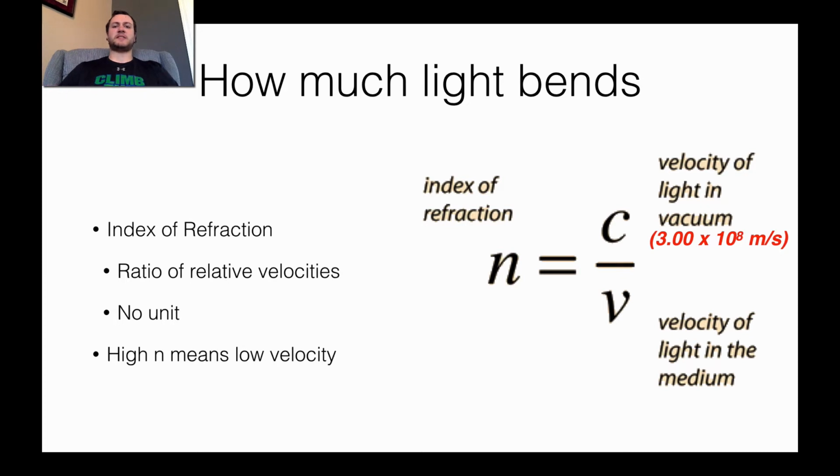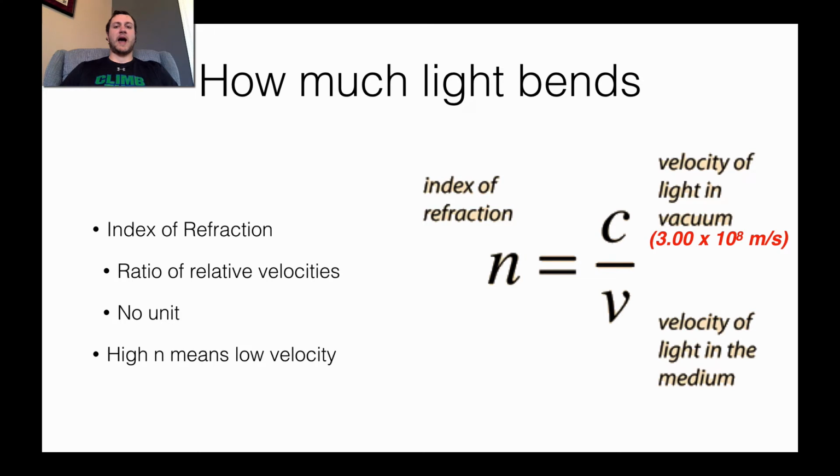And how much this bends depends on what's known as the index of refraction. Our formula for this is n, representing the index of refraction, equals c over v. That's the speed of light in a vacuum, 3 times 10 to the 8th meters per second, divided by the velocity of light within the medium itself. Basically, you're taking how fast light would move in a vacuum against how fast light is actually moving in this medium, and the ratio that you get is the index of refraction.